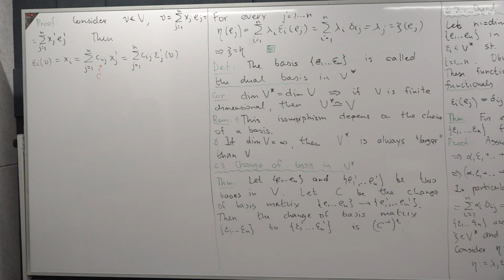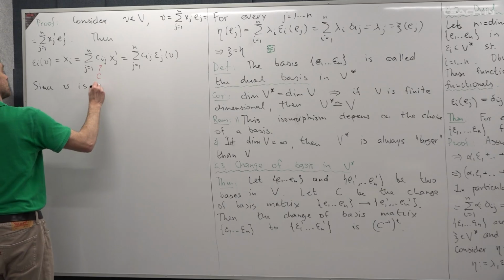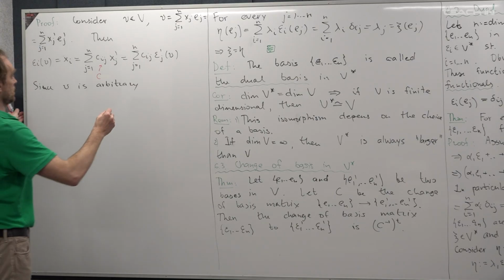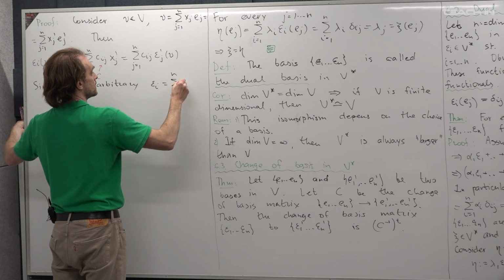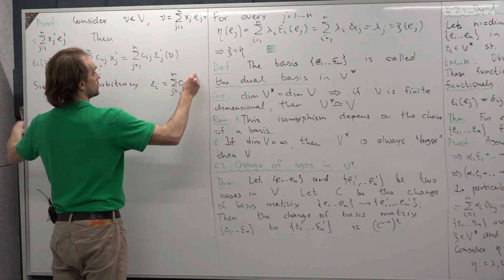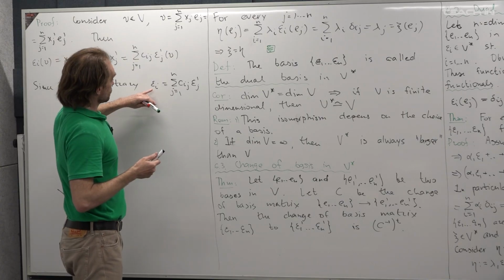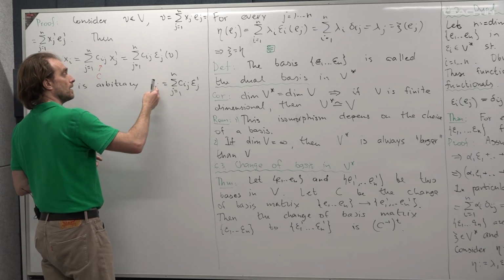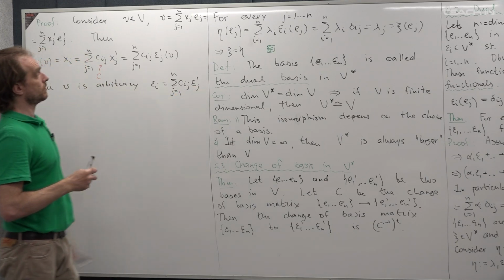And this works for every vector v. So since v is arbitrary, we get the relation between functionals. So epsilon i equals the sum where j ranges from 1 to n, c sub ij epsilon j prime. So this is what we get, the relation between the expansion of the functional epsilon sub i in terms of functionals epsilon prime sub j.